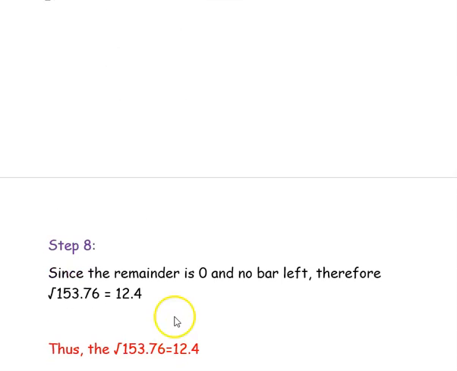Now since the remainder is 0 and there is no bar left, we can say that the square root of 153.76 is 12.4. Hope you have understood how to place bars over the decimal numbers, and how to find the square root of the given decimal number.